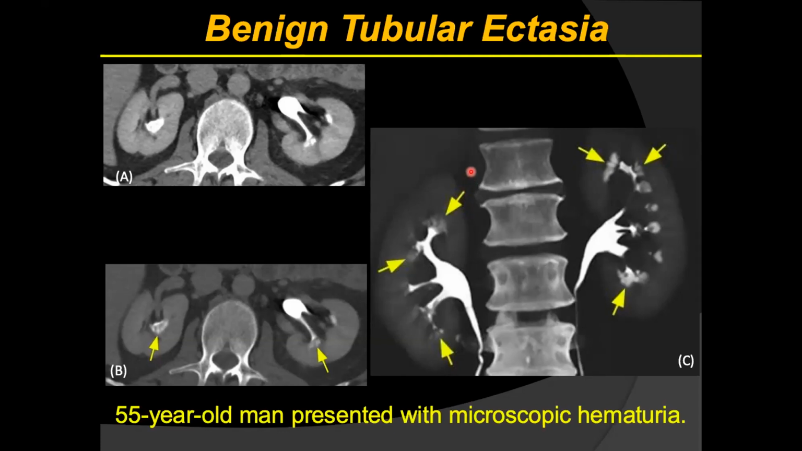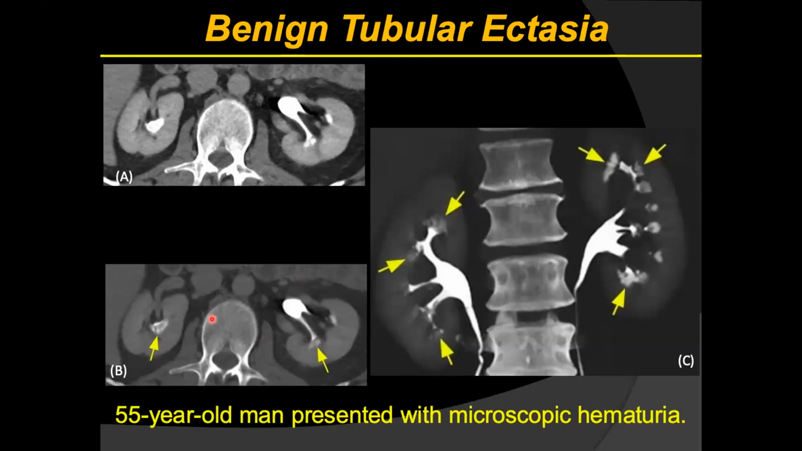Some of the authors generally consider both these two as a single entity. Now, they're generally characterized by paintbrush-like appearances, which can be multiple, discrete, linear densities, usually seen in the pyramid. This should not be confused with the indistinct normal papillary blush that we've seen previously due to the normal concentration of contrast. Now, usually this benign tubular ectasia may be associated with stone disease, may present as hematuria. It can involve only one, a few, or all of the calyces. It's seen bilaterally in 60 to 80% of these cases.